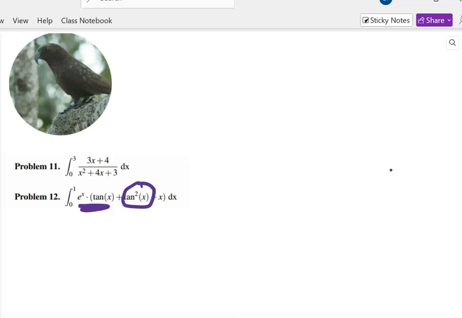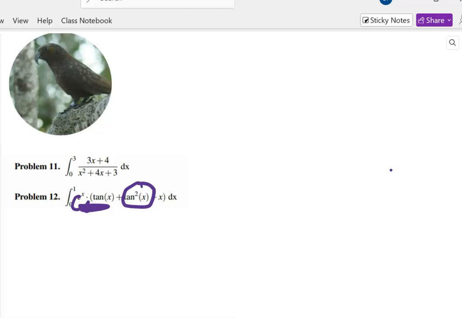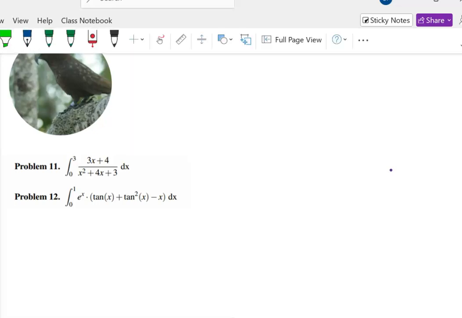I'm not liking that tan squared of x at all, because when I try and integrate that, or even when I'm trying to differentiate it, I've got some bad chain rule stuff going on. So when you see a tan squared in a problem like this, you should be thinking straight away about your Pythagoras trig identities. And we're going to see if that helps me at all.